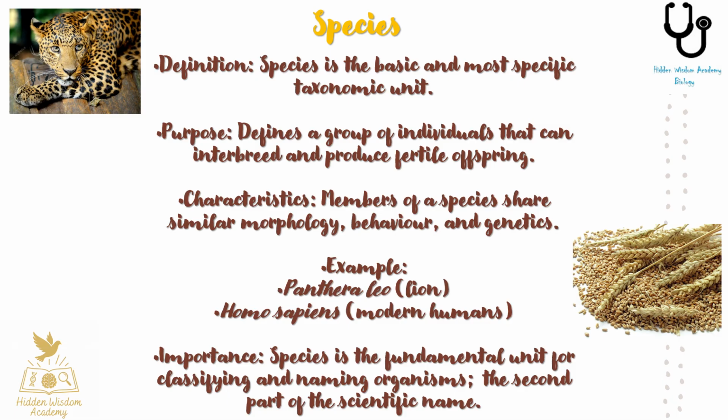Species is the most basic and specific taxonomic category. It defines a group of individuals that can interbreed and produce fertile offspring. Members of a species share similar physical features, behaviors, and genetic makeup. For example, Panthera leo is the species name for lions, and Homo sapiens is the species name for modern humans. Species is the fundamental unit used in biological classification, and it forms the second part of the scientific name in binomial nomenclature.